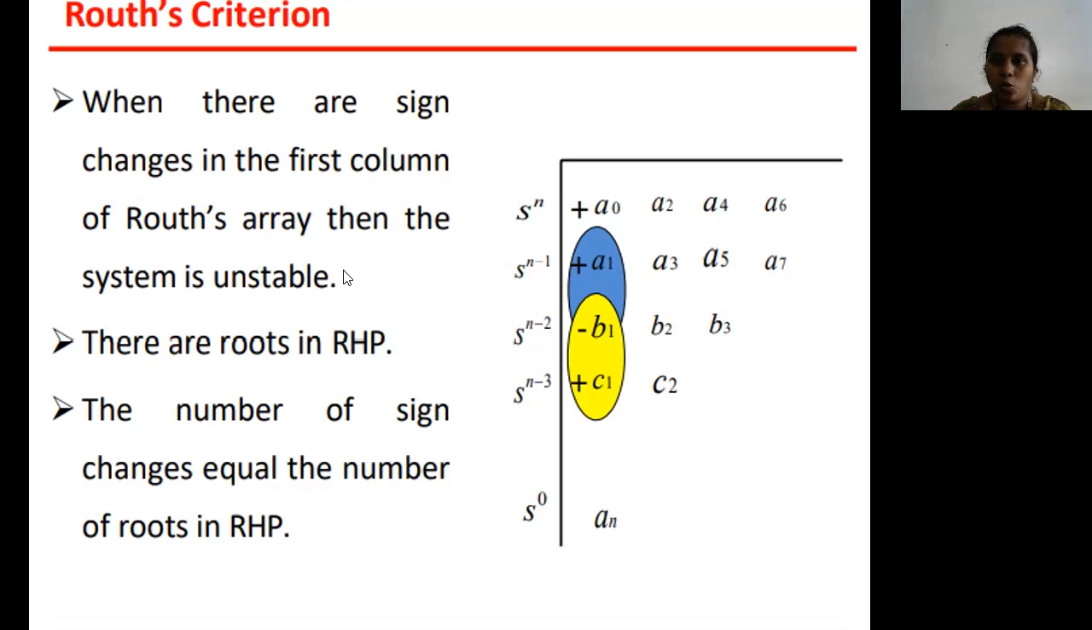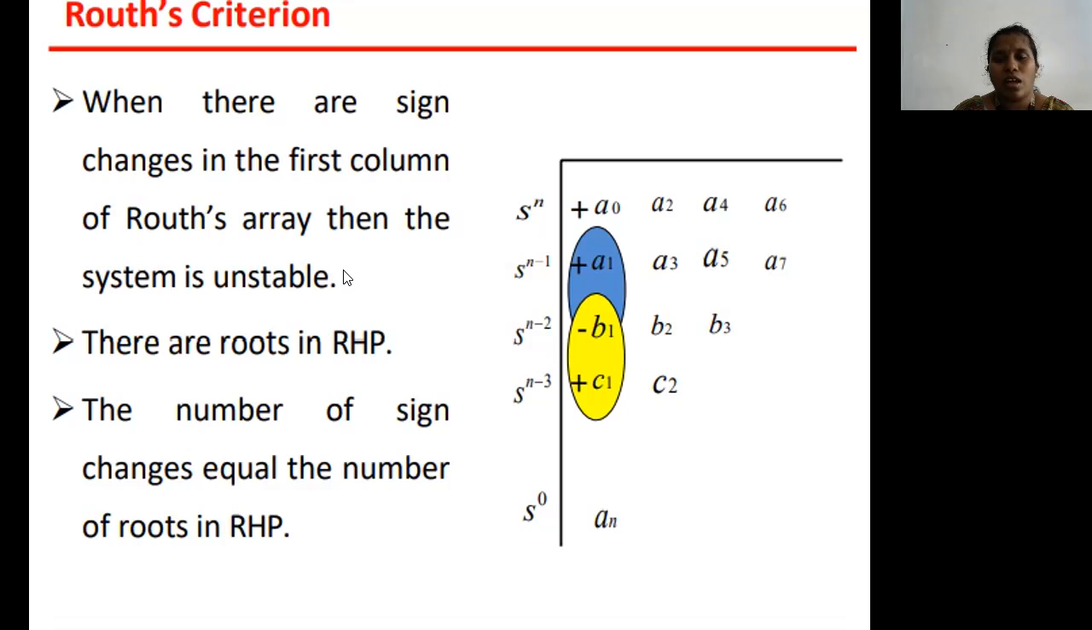Initially, the first two rows are written: for s power n, the even coefficients a0, a2 and so on, and for s power n minus 1, the odd coefficients. From these two rows, we obtain the values b1, b2, b3, and from the s power n minus 1 row and s power n minus 2 row, we obtain the next row. Using all these rows, we represent the Routh's array. How many values exist in the last row? There should be only one value in the last row.